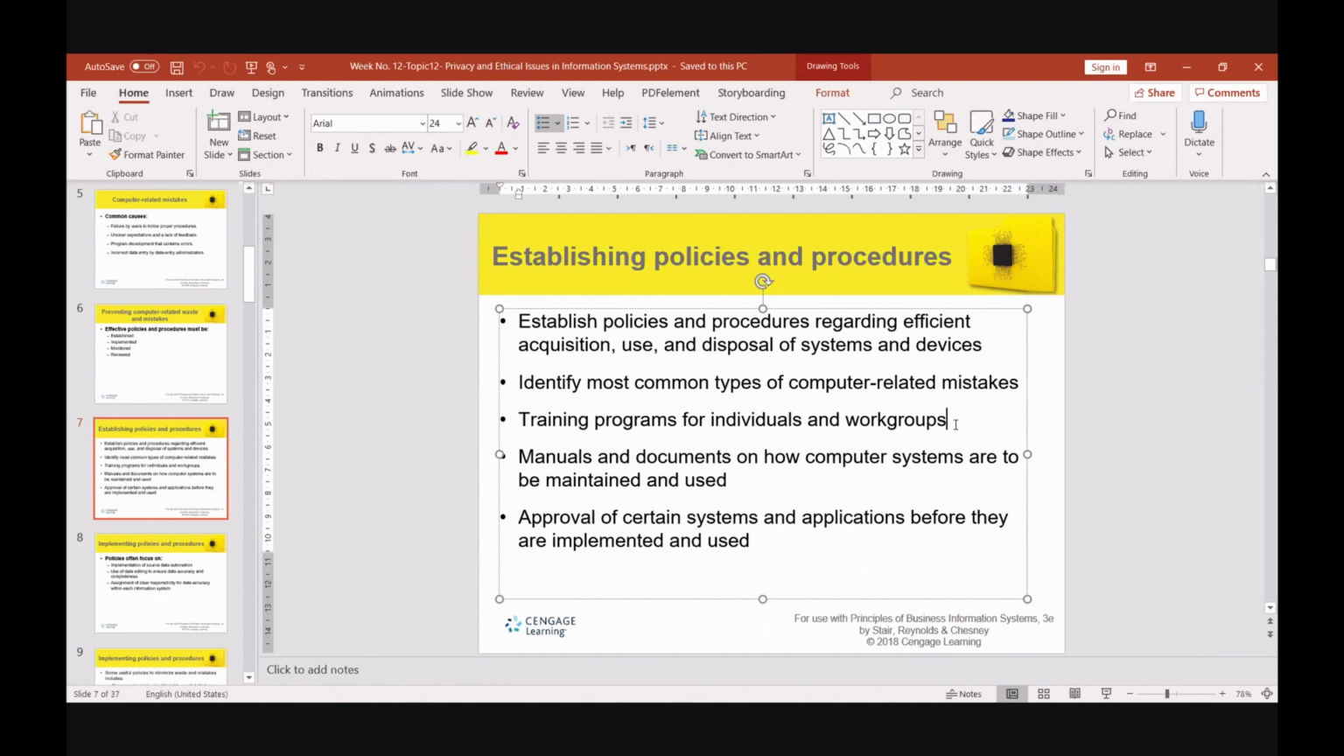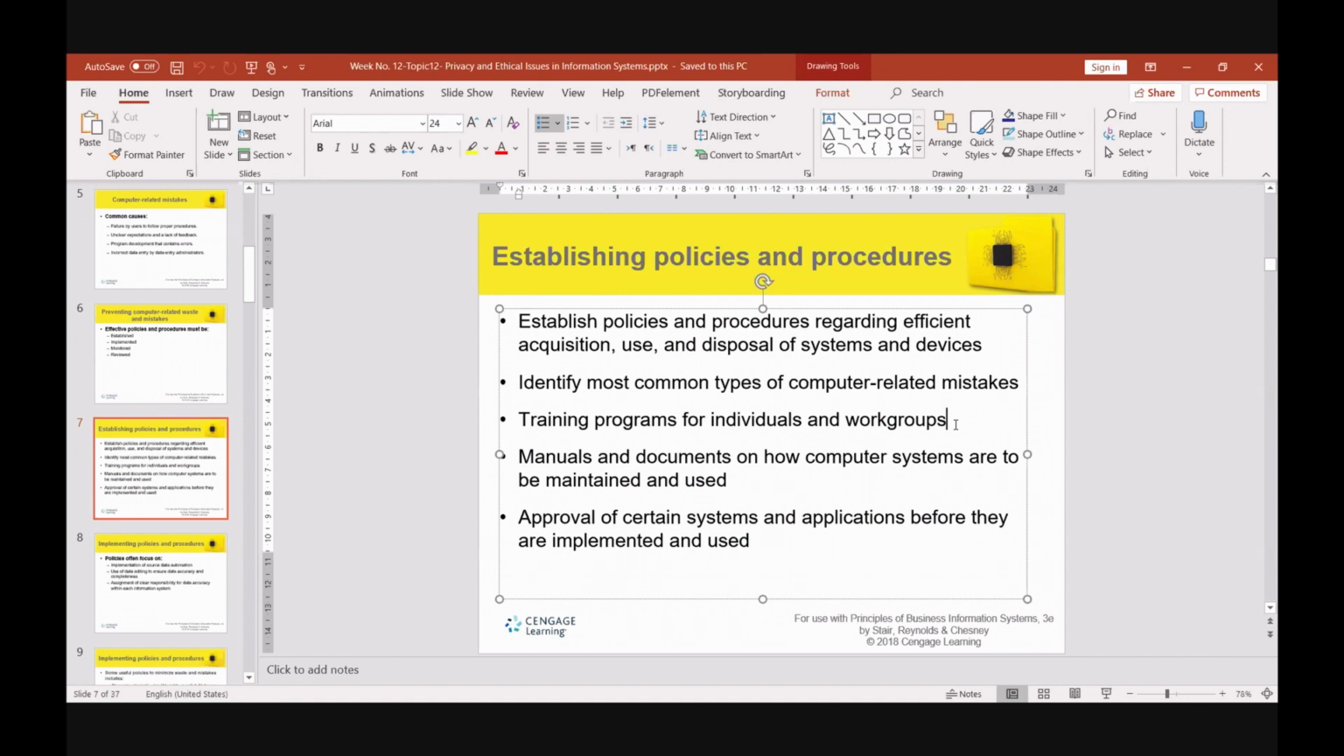Manuals and documents on how computer systems are to be maintained and used must be shared with all the faculty members. This is a very good thing. For example, how to take attendance, how to change the grade on PeopleSoft. People don't know this because this task is not very common. Changing the grade happens one time, two times in a year. So people don't know the steps for that. So manuals and documents are always very important to get information. So this also applies to computer waste.